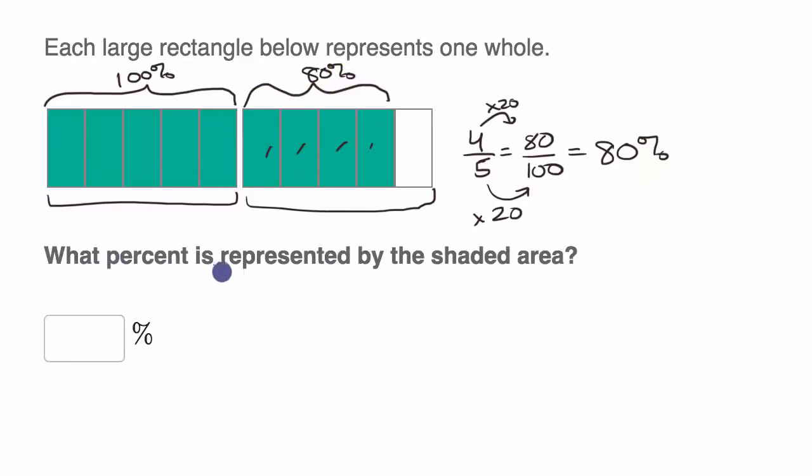So what percent is represented by the shaded area? Well, we have 100% and then we have 80%. So we have 180%. It's more than a whole. If you have a percentage that is larger than 100%, you're talking about something that is more than a whole. And then we see that. We have a whole right over here, and then we have 80% more than that.